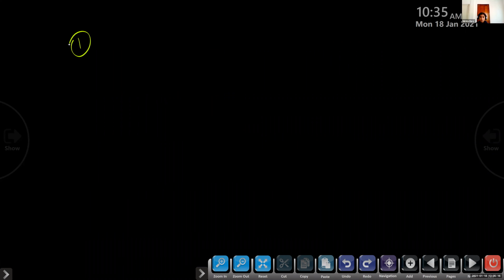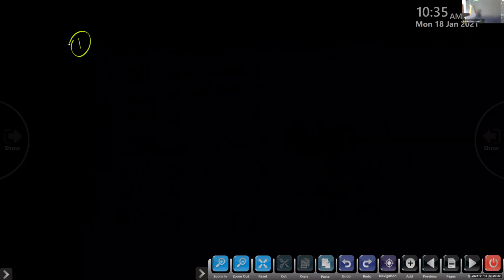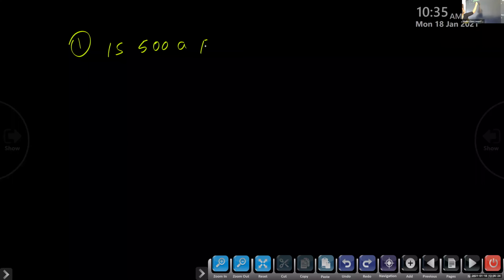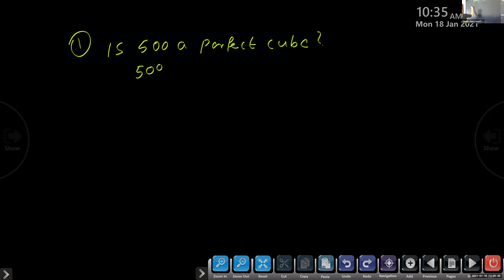Is 500 a perfect cube? This is the question. We need to check whether 500 is a perfect cube or not. For that, first of all, we will prime factorize it. Find all the prime factors of 500.